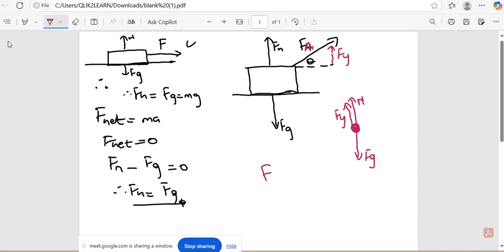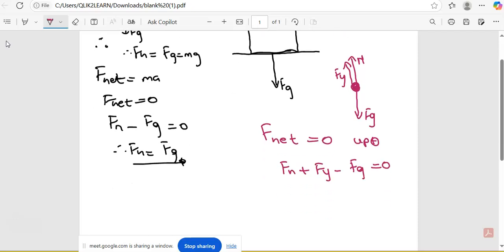So when we do F net, we know that F net is equal to 0. We choose the up direction as positive. Then I'm going to say the normal force, which is up, I'm going to add it with Fy. Then we subtract all the forces that are going down, and equate that to 0. So what I need to do is find the normal force. I need to make the normal force the subject of the formula. So the Fg will come to this side to be positive and the Fy will come to be negative.